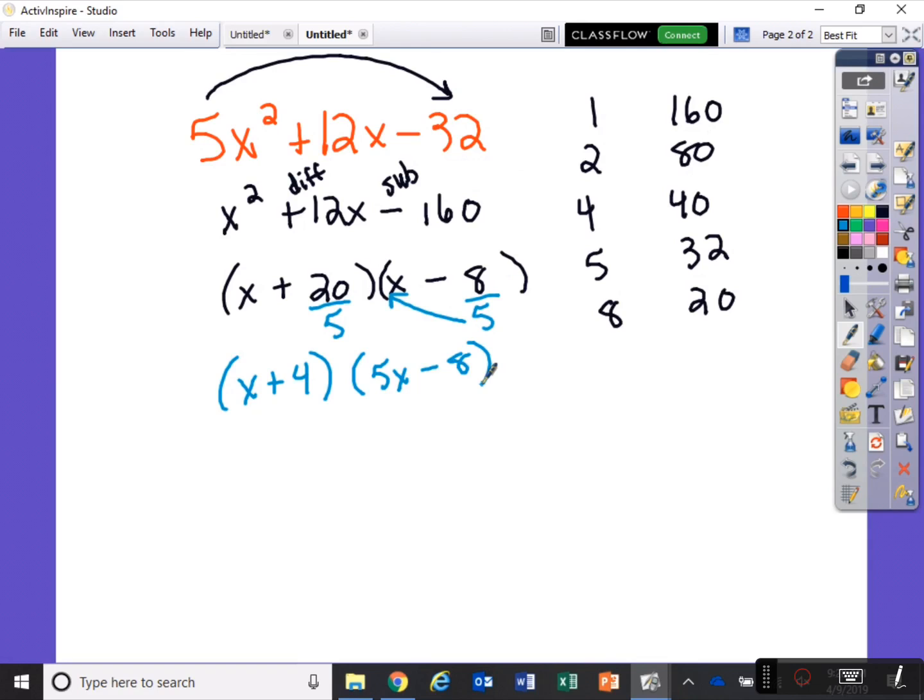So it works, and that's the answer. Is that not the same thing we had earlier when we did it the long way? Yes, it is. Y'all can go back and watch the video later if you want to double check. We actually got 5x minus 8 first and then x plus 4. But again, does the order of the parentheses matter? No, because multiplying is, what's that word? Which property? Commutative.